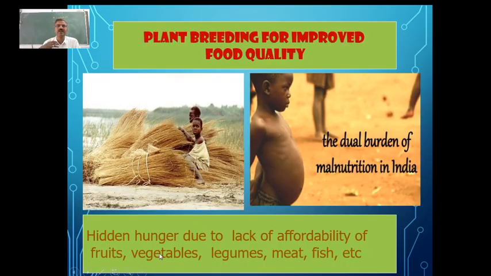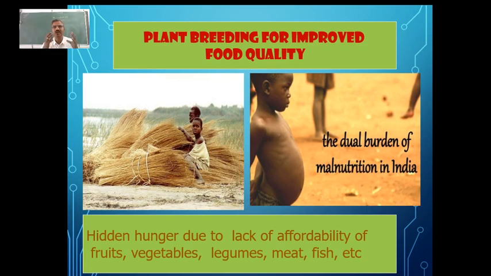Like this, many varieties have been developed to fight against those insect pests here. Another important problem we are facing in the world is the hidden hunger.